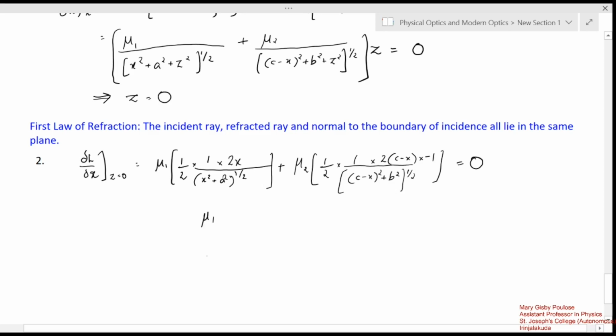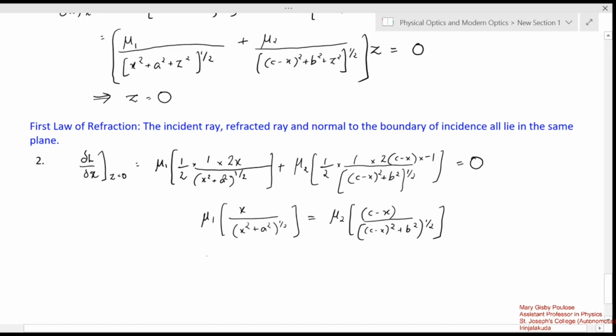μ1 into x divided by (x² + a²)^(1/2) is equal to μ2 into (c − x) divided by ((c − x)² + b²)^(1/2), right?